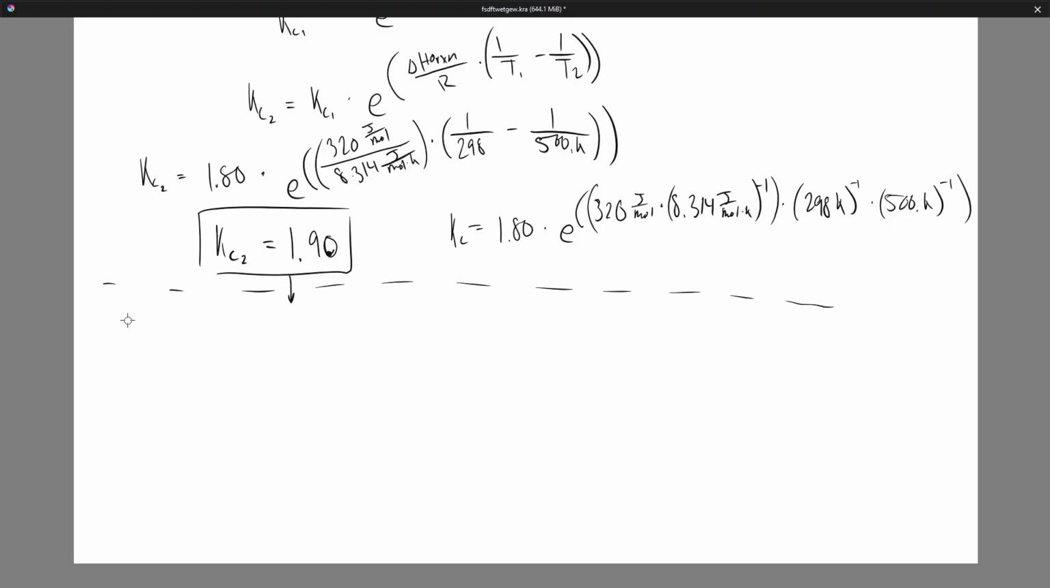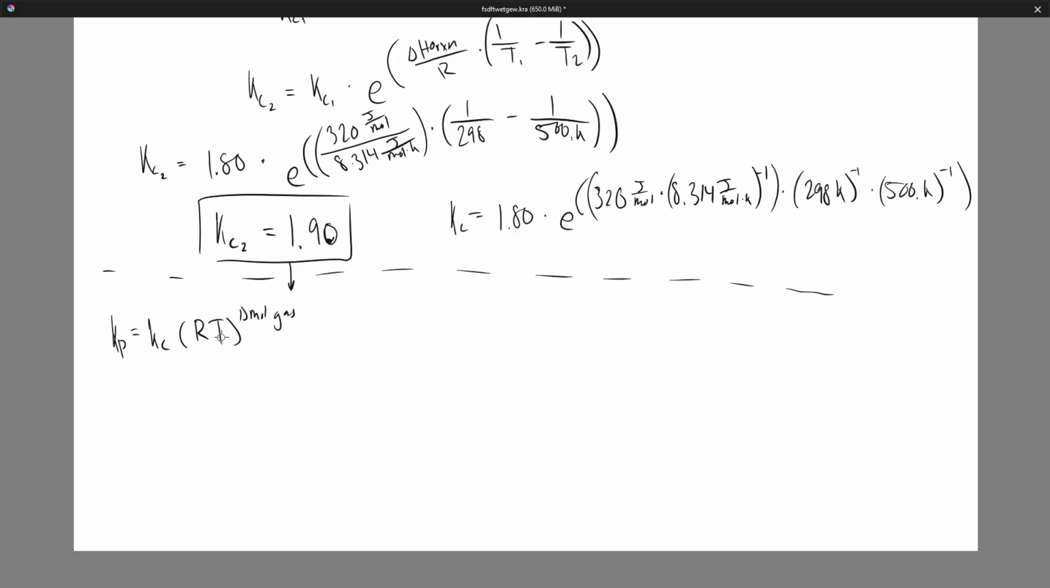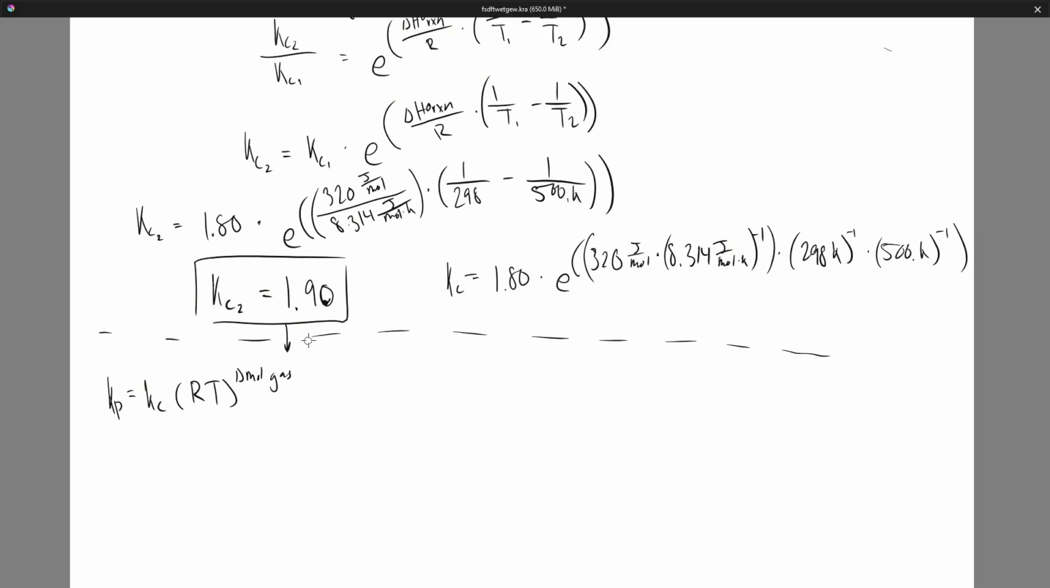Now to solve for Kp, we use the equation we used in problem number 2. So it's Kp equals Kc times RT to the change in moles of gas. So we have Kp, we have a temperature. Since we solved for Kc2, we're going to be using this because the problem asked to solve for Kp and Kc at 500 degrees Celsius. So we're just keeping the numbers uniform, or consistent, I mean.